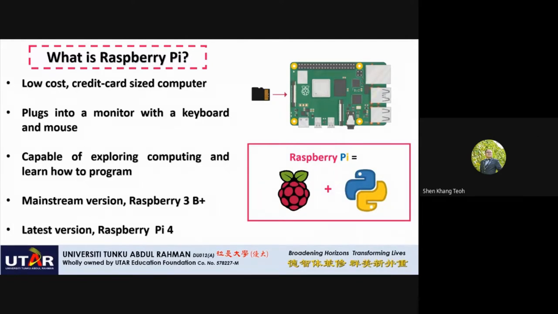Basically, it's a very small, low cost, credit card sized computer which can be plugged into a monitor with a keyboard and mouse. It increases the opportunity for people to explore, learn, and understand how to program. The latest version is Raspberry Pi 4, which was released last year, June 2019. The name is a combination of Raspberry, and the word Pi, which stands for Python programming language.